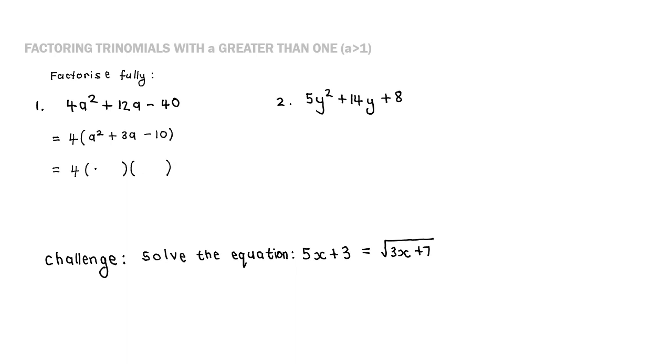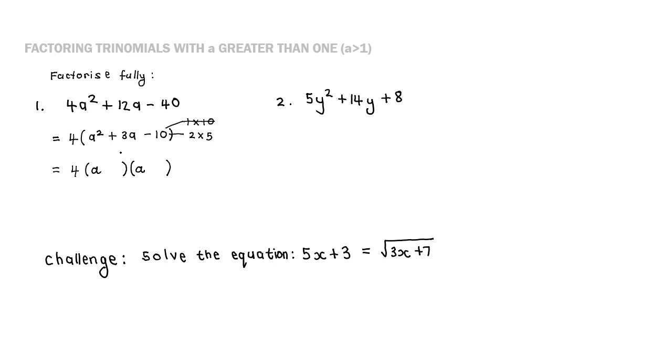Open two brackets, just put an a and an a. Then we need to look at the factors of 10. That's going to be 1 times 10, 2 times 5, and 5 times 2. So that's the end of it. If we scan this quickly, you can see that 1 and 10 won't get you to a 3 very quickly, so we can cancel this out. But we can use 5 and 2 to make a 3.